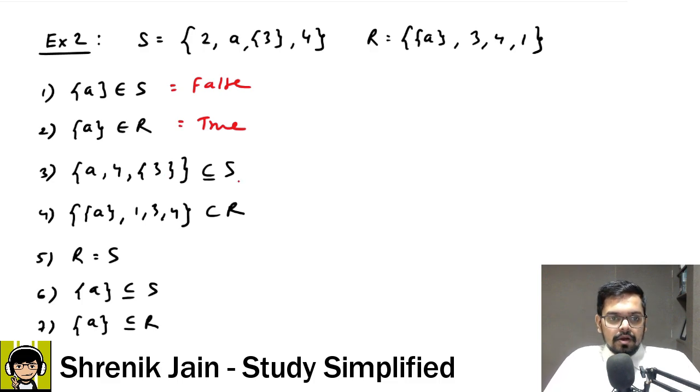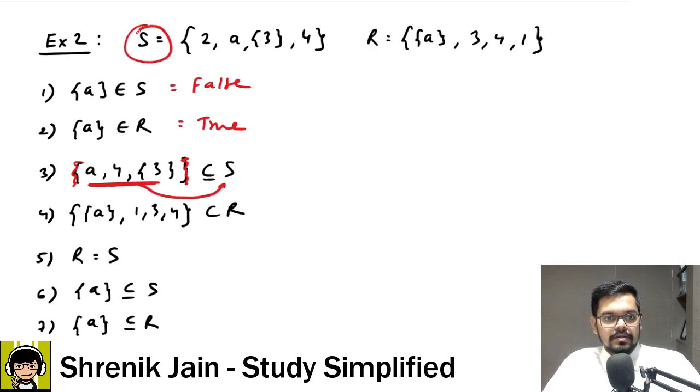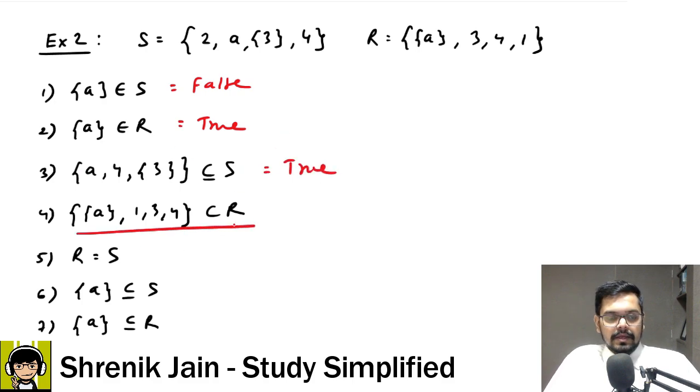Okay. Now talk about the subsets. See carefully: the set {A, 4, {3}} is a subset. Whenever a subset is there, what I told you: remove the external curly brackets. Now check whether these elements belong to S or not. If yes, then whatever they are saying is true. So S is here, then A, it is there, 4, it is there, set {3}, it is there. So yes, all these elements are present in S. Therefore, we say that this is true. This set is a subset of S. This is true.